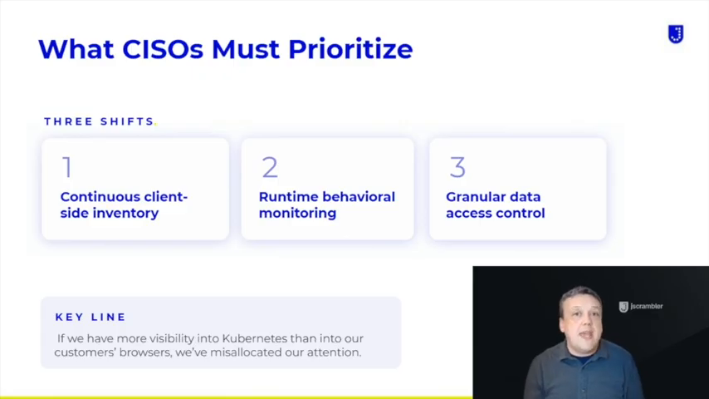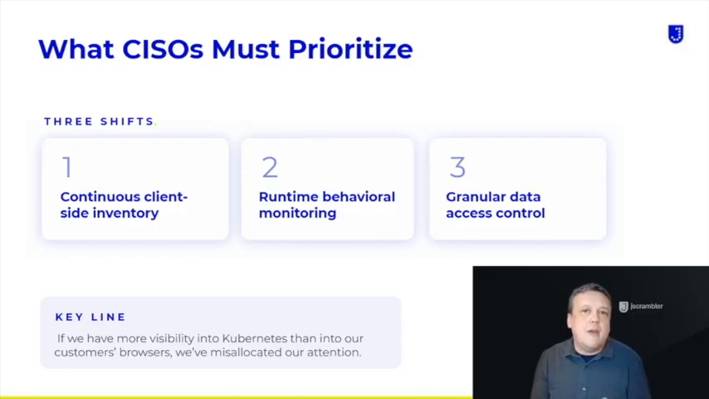Second is runtime behavioral monitoring. You need to detect when code behaves differently than expected. If a script suddenly starts exfiltrating form data, you want to catch it in seconds, not weeks or months. If an AI component starts making calls to unusual endpoints, you want an alert ASAP. And third here is granular data access control. Can you prevent scripts from accessing credit card fields? Can you isolate sensitive DOM elements? Can you enforce which code can call which APIs? This is where you move from visibility to control.